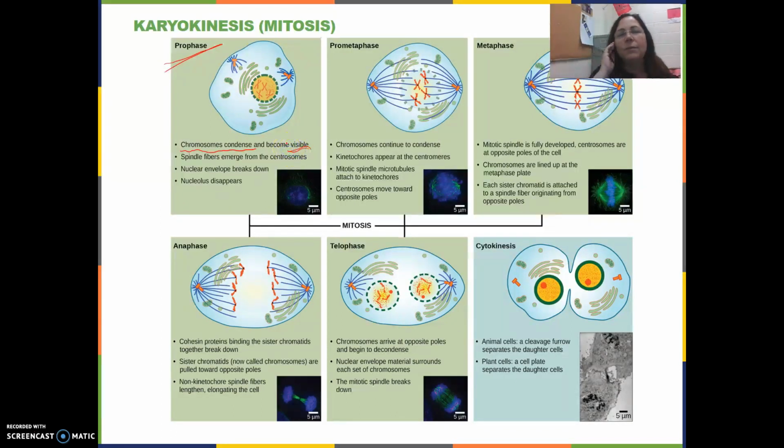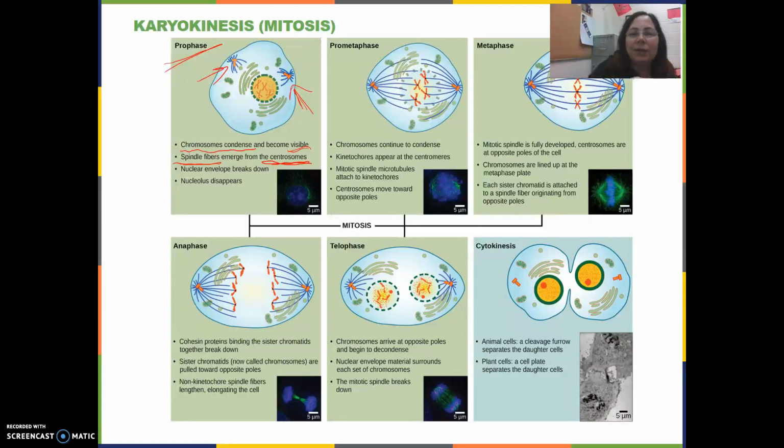Another thing that forms during prophase is spindle fibers. Spindle fibers start to emerge from the centrosomes. You may not remember what centrosomes are, but remember a centrosome is composed of two centrioles. So here are your centrosomes and the spindle fibers that are emerging from each centrosome, or each pair of centrioles.